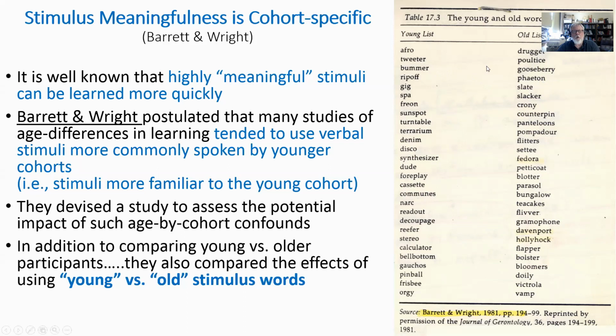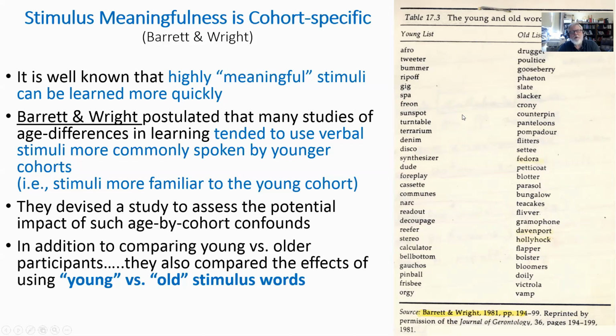Those are the old cohort words. The words in the first column were more familiar to the college students of 1980 when this study was done than the list of words on the right. And the list of words on the right were more familiar, if you will, meaningful to the 70-year-olds or more in the study done in 1980 compared to their young counterparts.